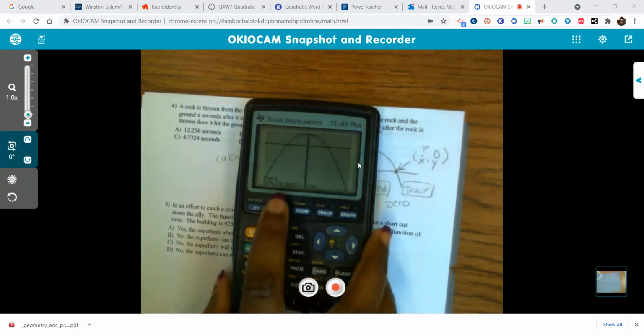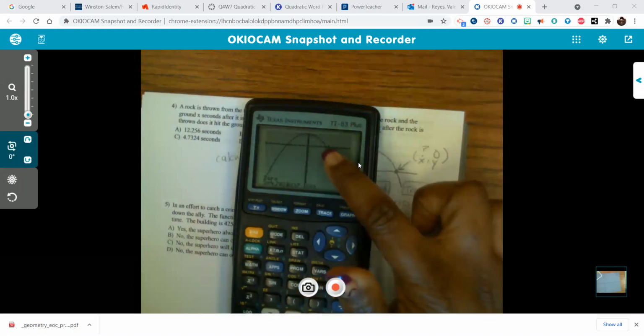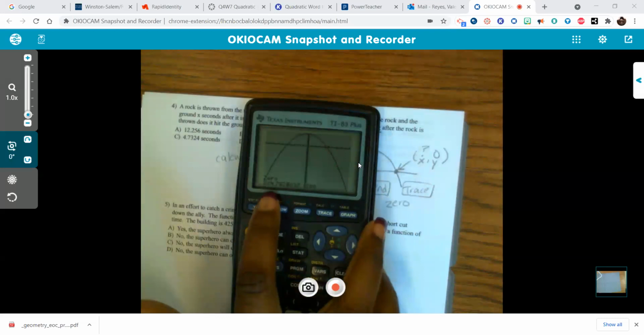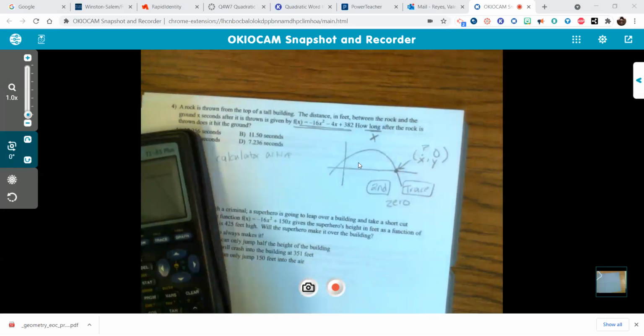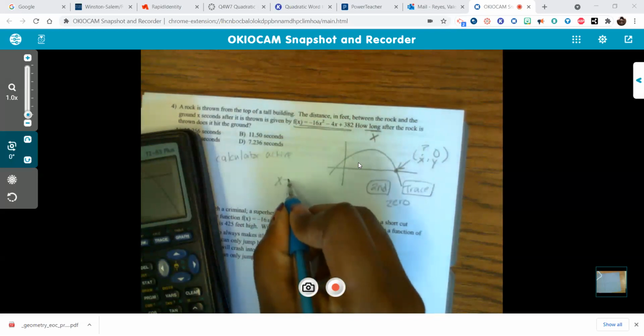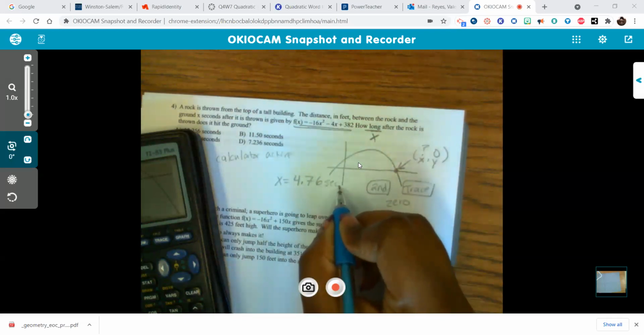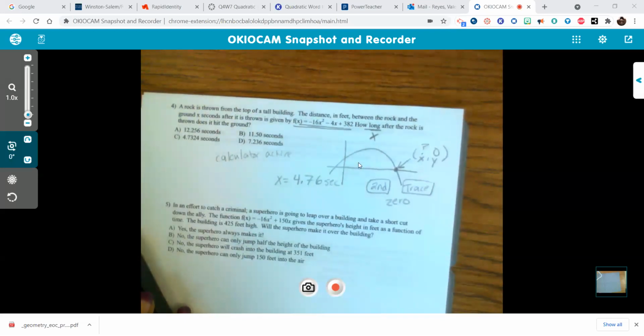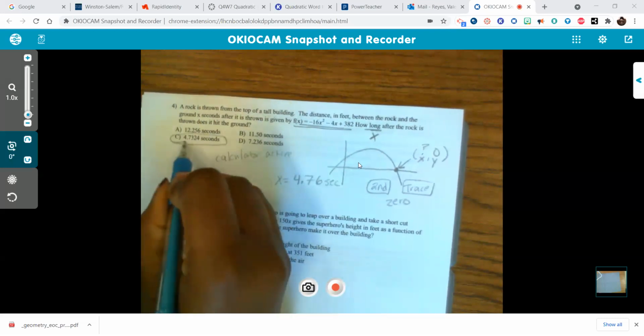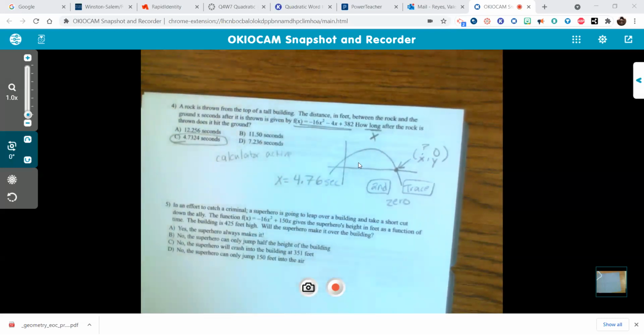And now the calculator gives you this point right here. So this point is 4.76. Okay, so x is equal to 4.76 seconds. Okay, and this is C. Okay, any questions about that?